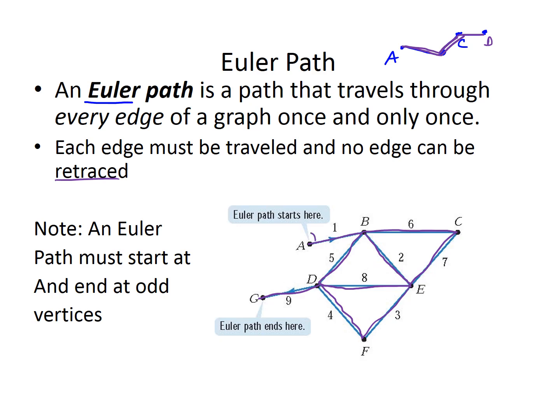And this vertex A was an odd vertex. It has degree 1, and vertex, I guess that's a G, vertex G also has degree 1 because there's one edge out of it. So that is going to be a requirement for an Euler path, that there are exactly 2 odd vertices.